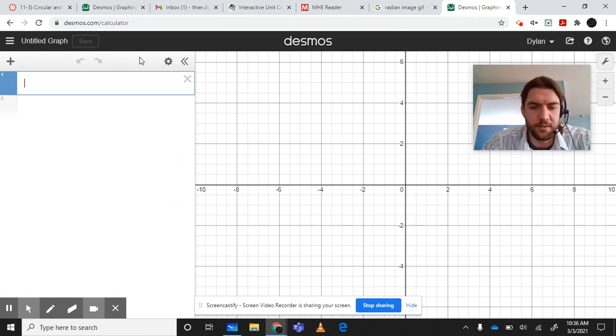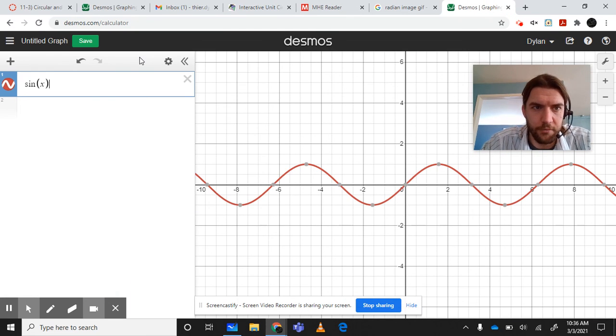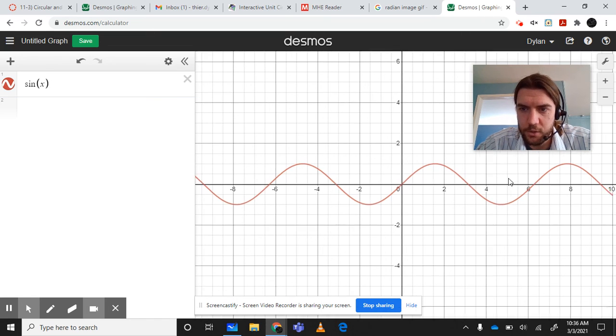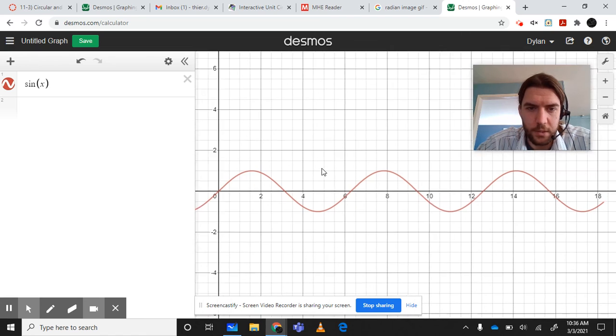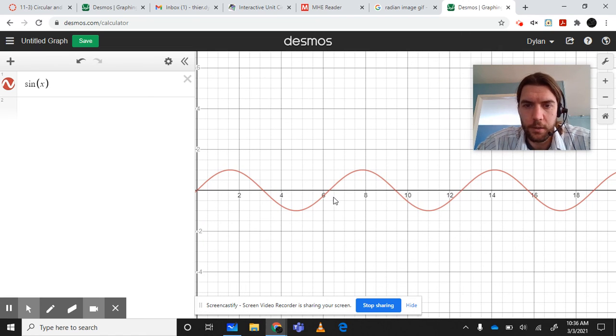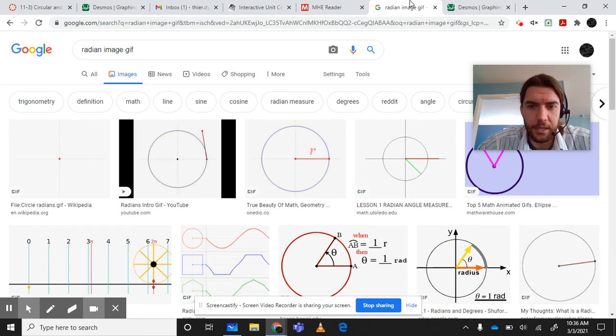So if I type in sine of x, I get a graph that goes from 0 to 1 to 0 to -1 to 0, and then it just repeats that. So it repeats it over and over and over forever. This is what's known as periodic behavior. It's just repeating over and over and over as we increase that angle out to infinity.